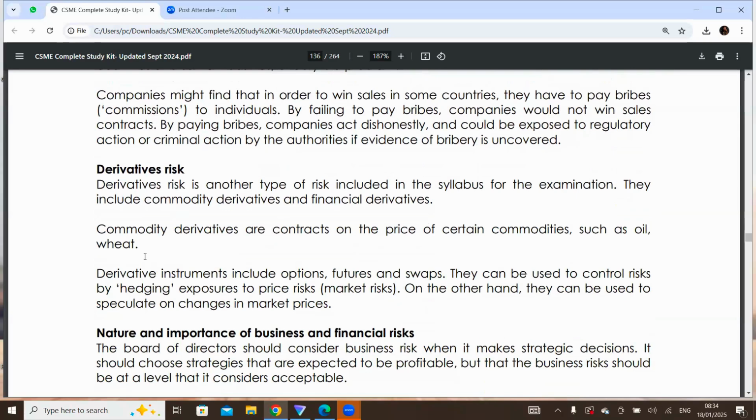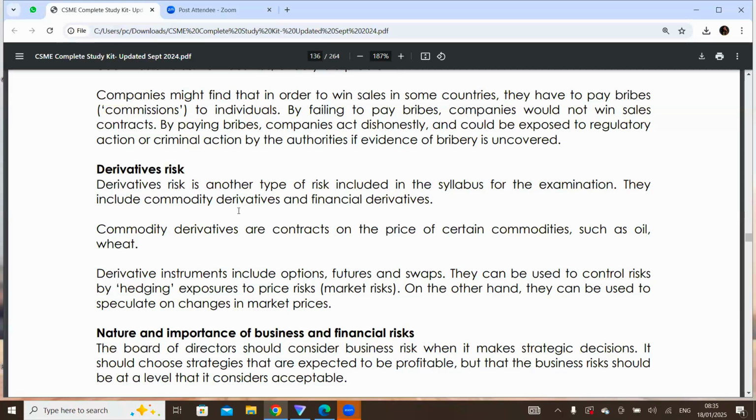Derivative risk is another type of risk included in the syllabus for the examination. They include commodity derivatives and financial derivatives. Commodity derivatives are contracts on the price of certain commodities, such as oil, wheat. Derivative instruments include options, futures, and swaps. They can be used to control risk by hedging exposures to price risk, that is, market risk. On the other hand, they can be used to speculate on changes in market prices.